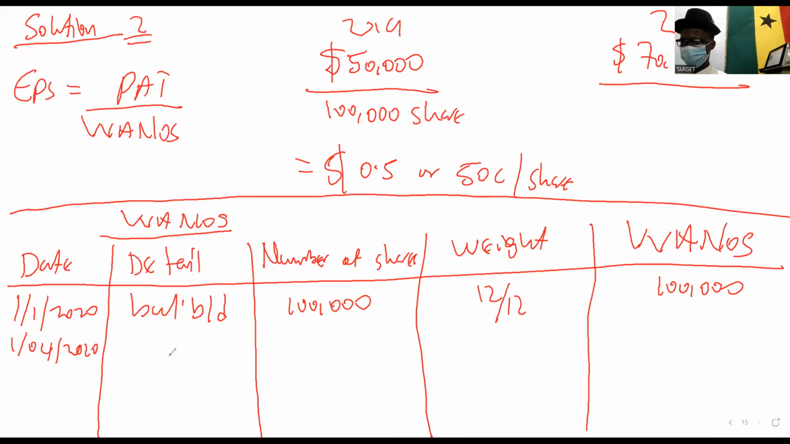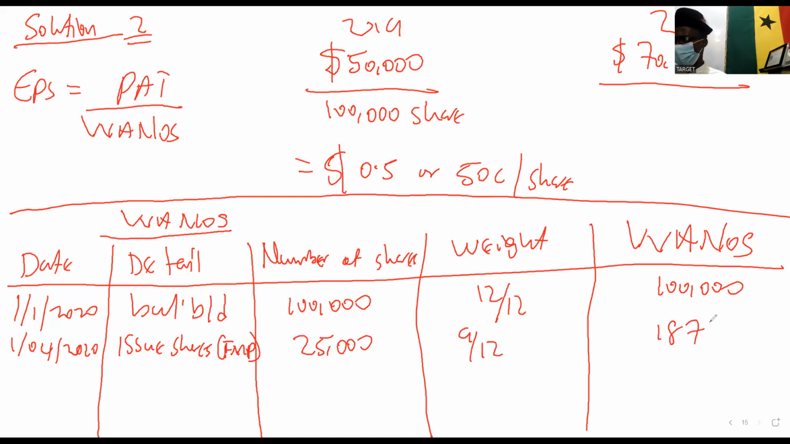We'll get the same answer. The company issued shares at full market price, and the number of shares was 25,000. Hence, the weight was 9 out of 12. We had 18,750. This one is normal, no issue. Then let's bring the bonus.